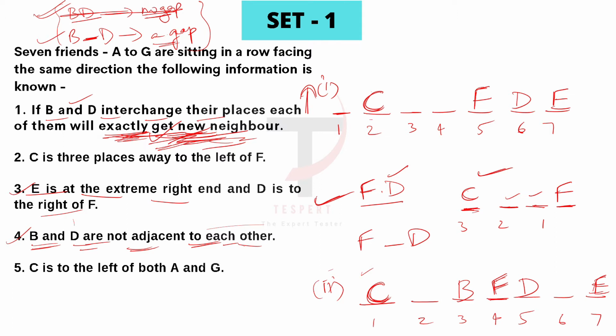And what is the fifth statement? C is to the left of both A and G. So in the first case, C, okay, B will come here in the first case.